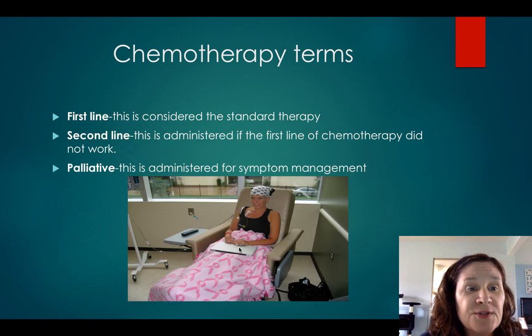There's also the first line. This is considered the standard therapy. This is the chemotherapy that is evidence-based, that has worked the best for patients. Second line is, say the patients do relapse with the first line, they will use a second-line chemotherapy. And then there's palliative, and this is administered for symptom management.